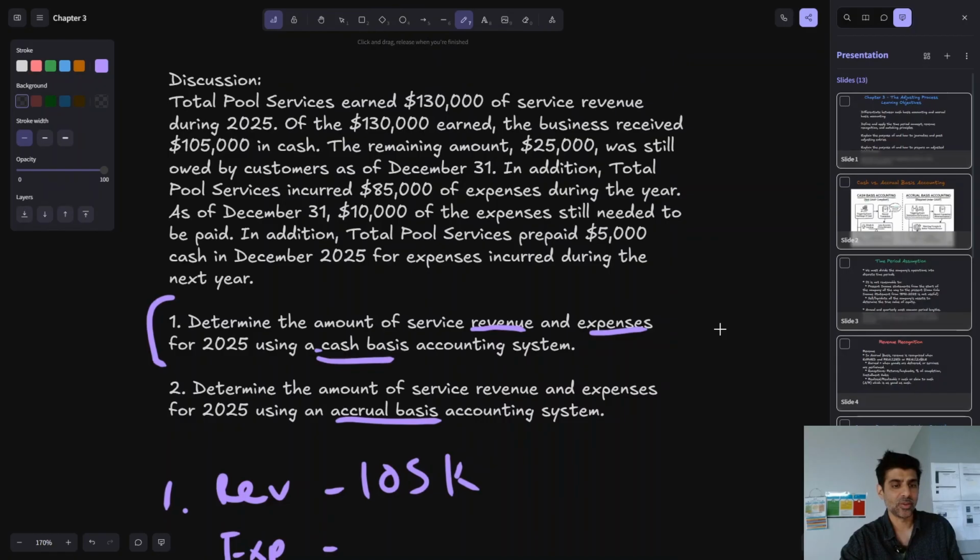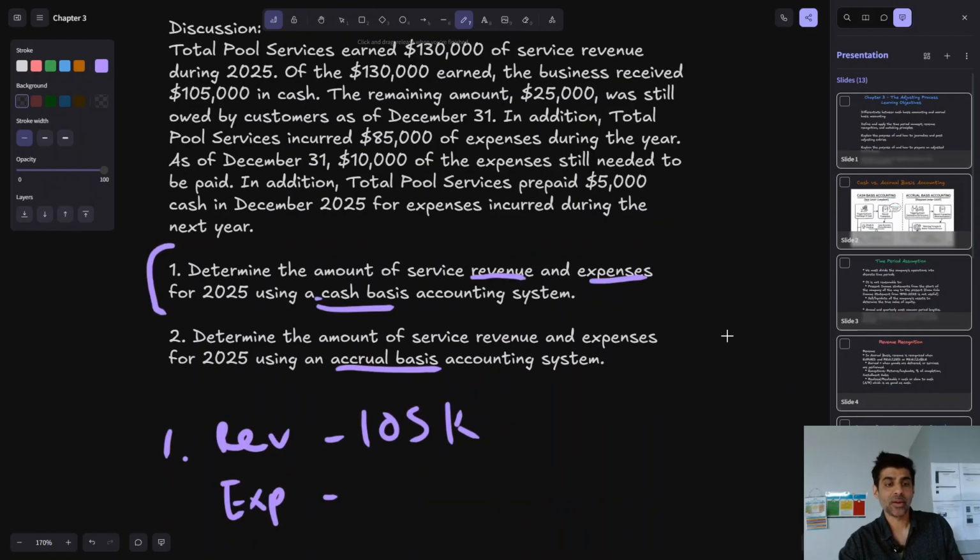Okay, expense. What about the expenses, using the same approach? I don't want anyone to think through it, I want someone with an answer. Who has an answer? 75,000? Okay, so how'd you get that? Okay, I'm partially with you, but what about this 5,000 here? Should we include that as an expense or not?